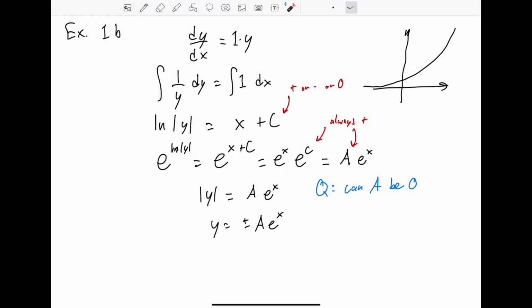So we have an arbitrary positive constant, and then we take a plus or minus here, so we have an arbitrary positive or negative constant. We want to know, could a also be 0? So if a is 0, then the function y would just be 0 times e to the x, so y would be 0. We want to know, is this a solution to the differential equation?